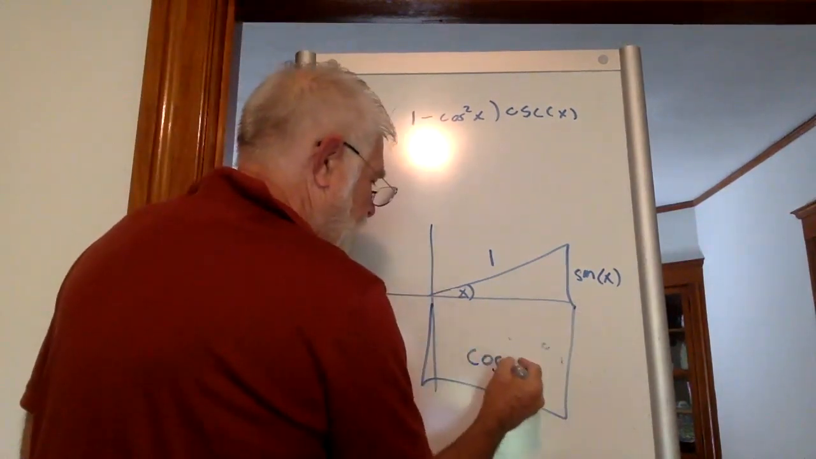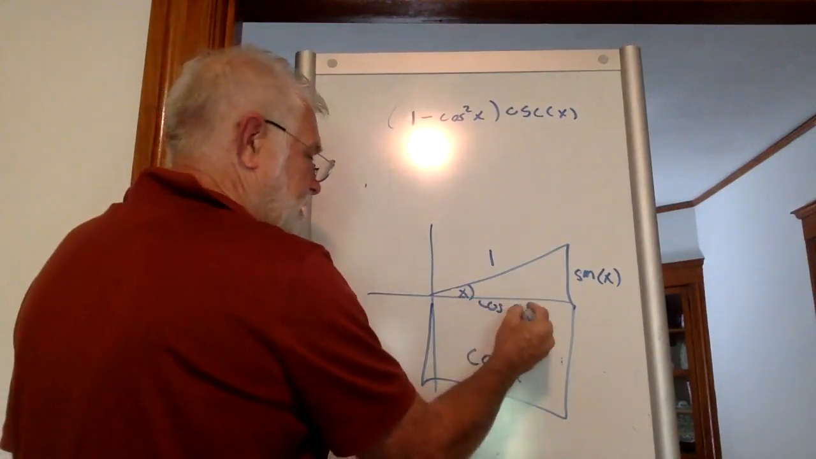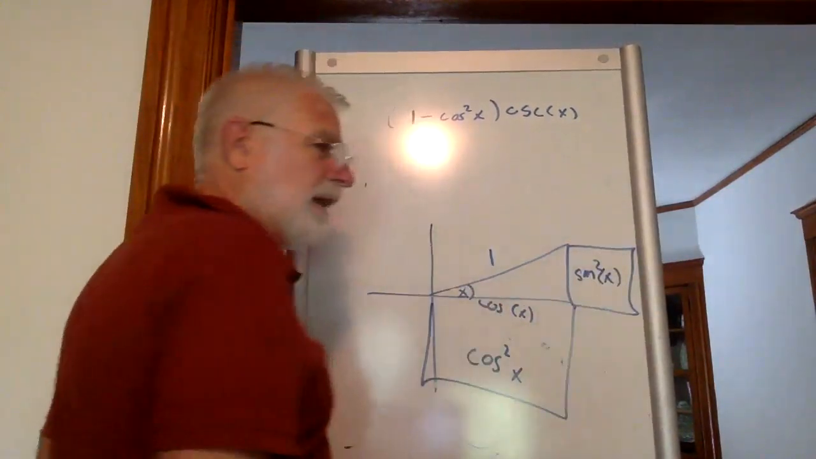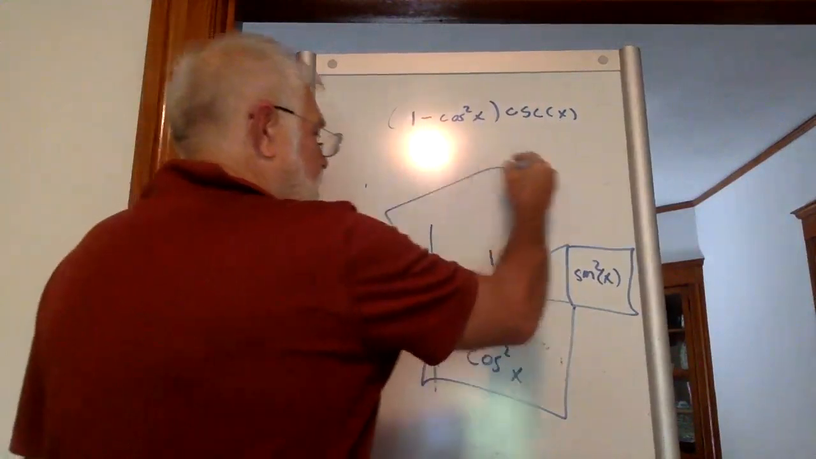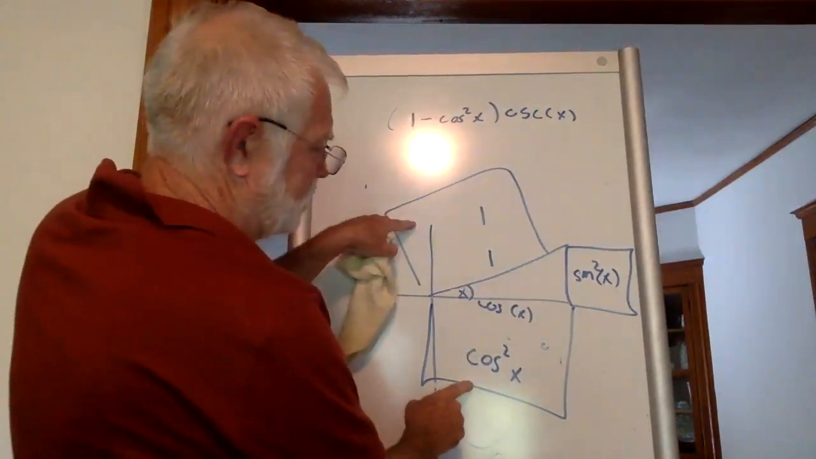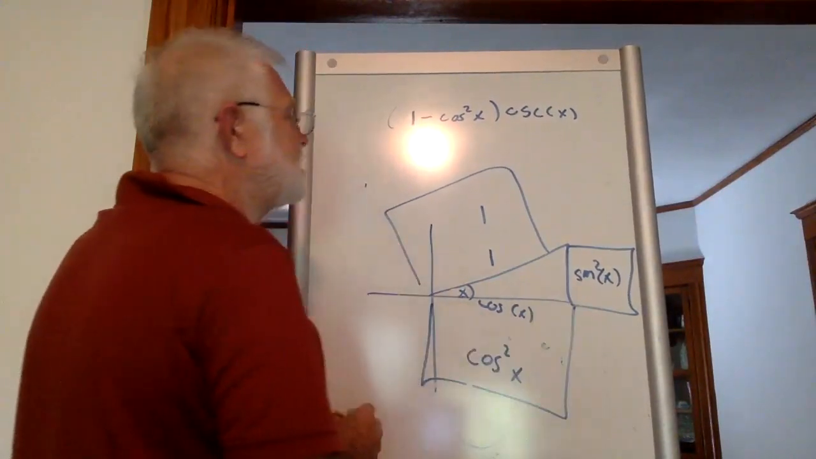That's cosine squared x, because obviously this is cosine x. If that's cosine squared x, then this is sine squared x, and this is still 1. Ha! 1 minus cosine squared x equals sine squared x. My God, that seems to be true.